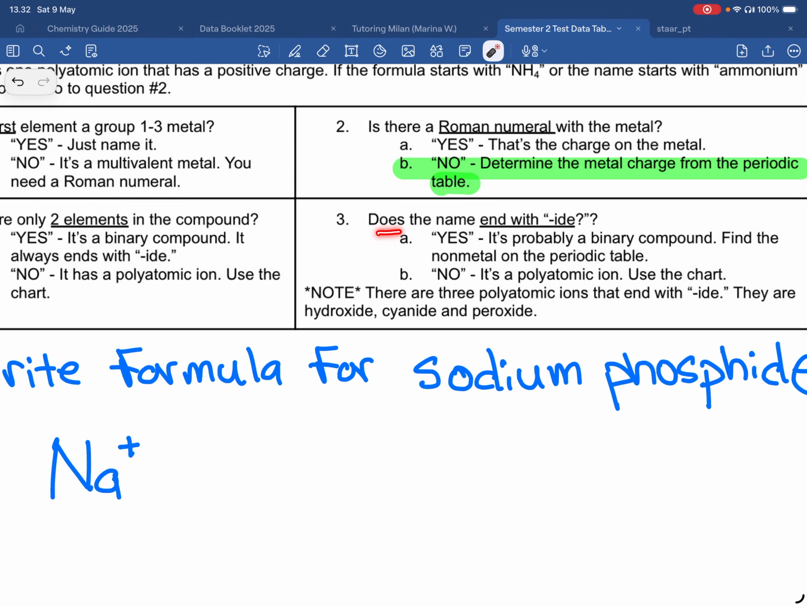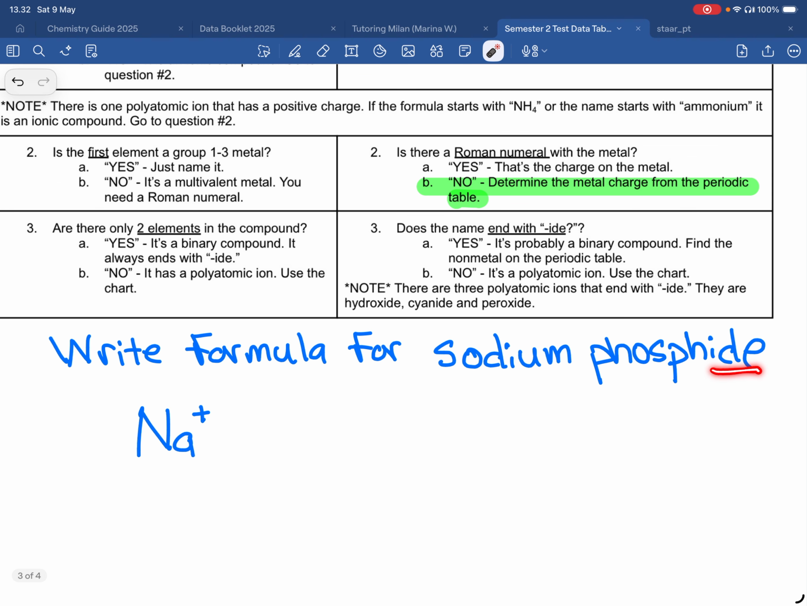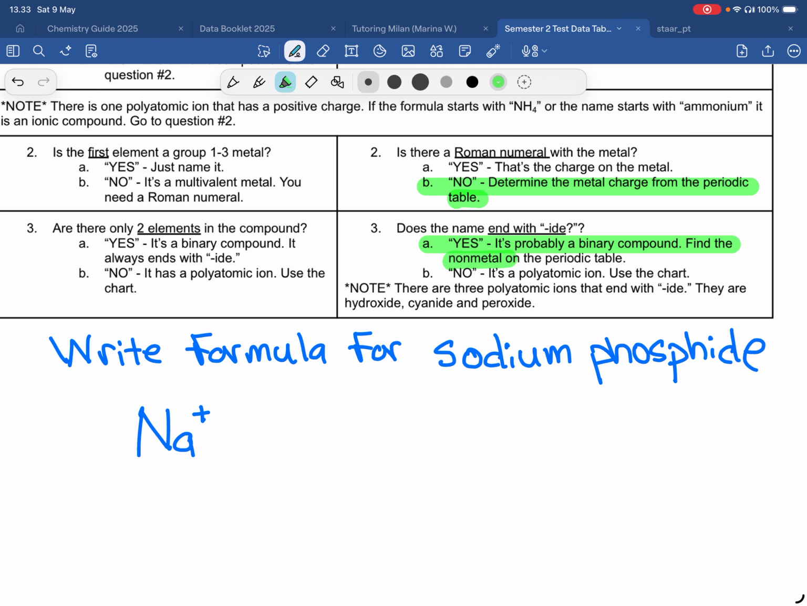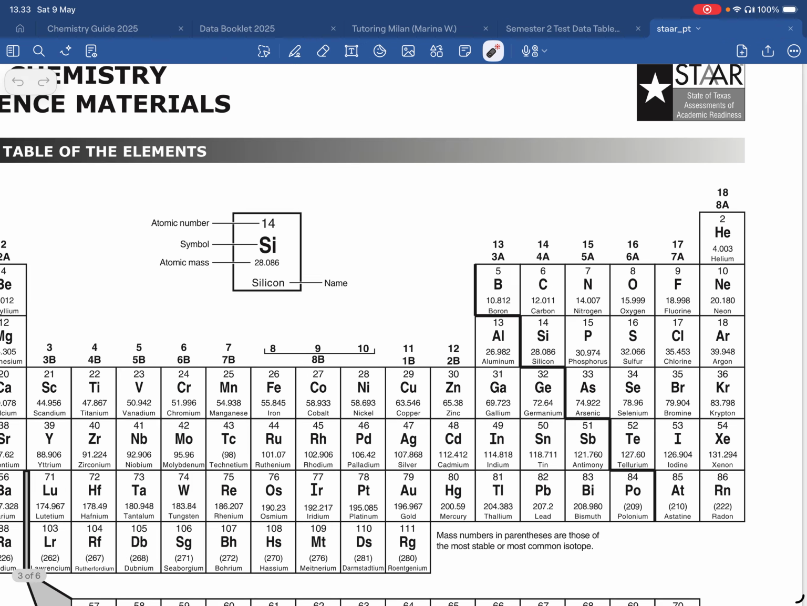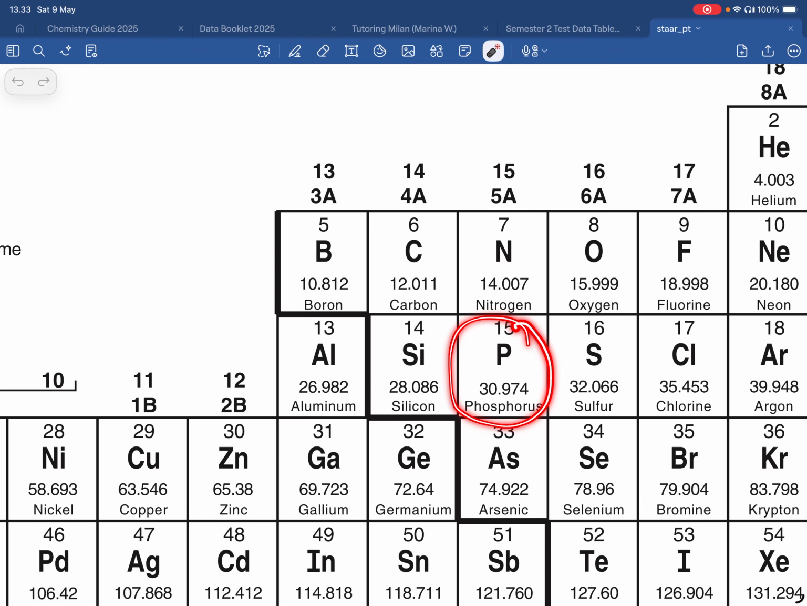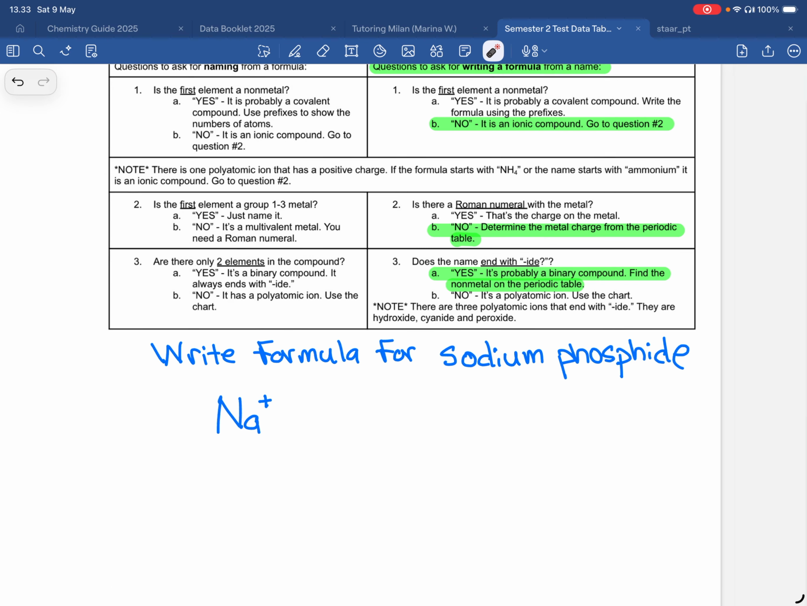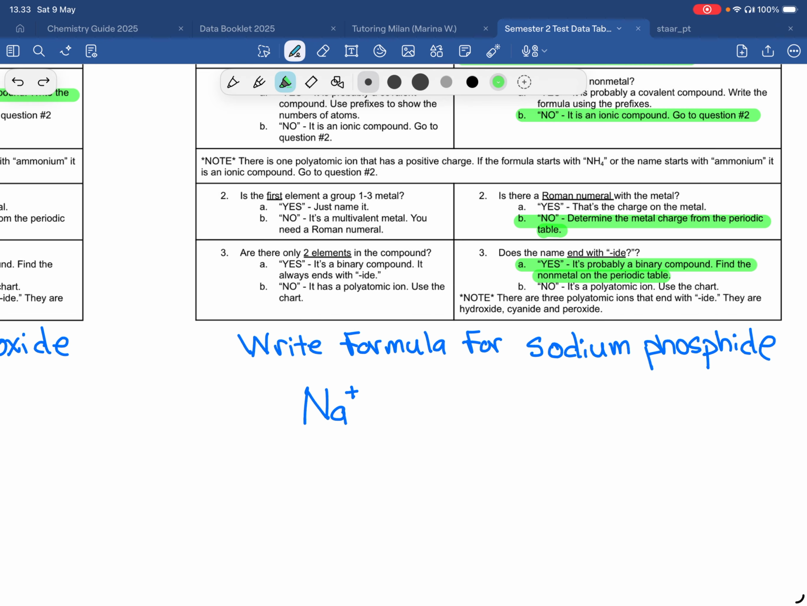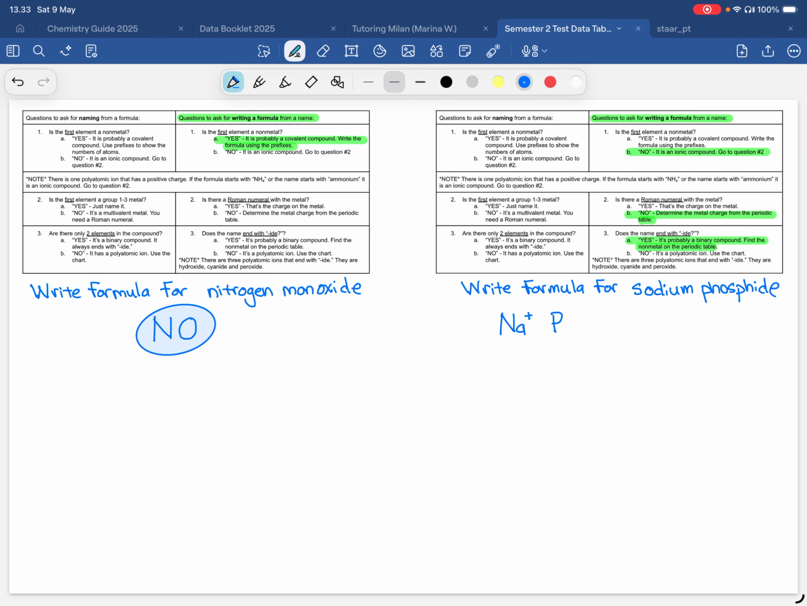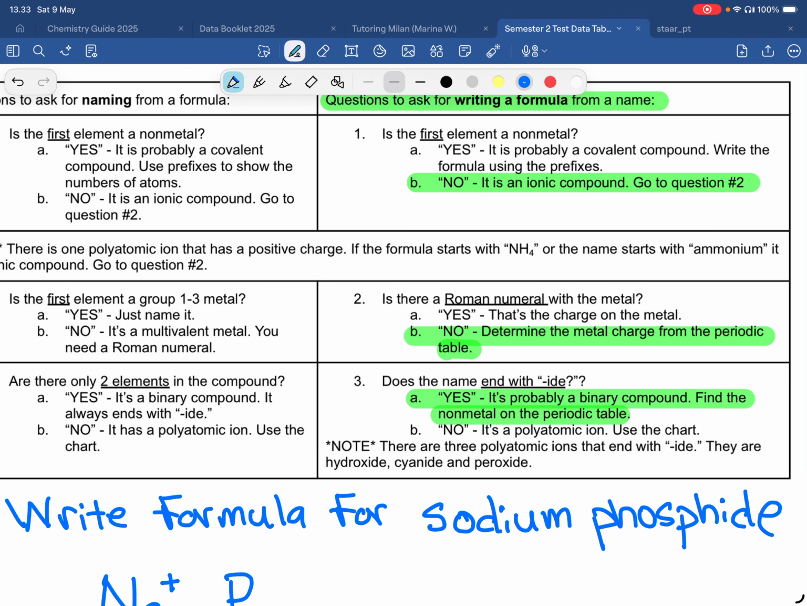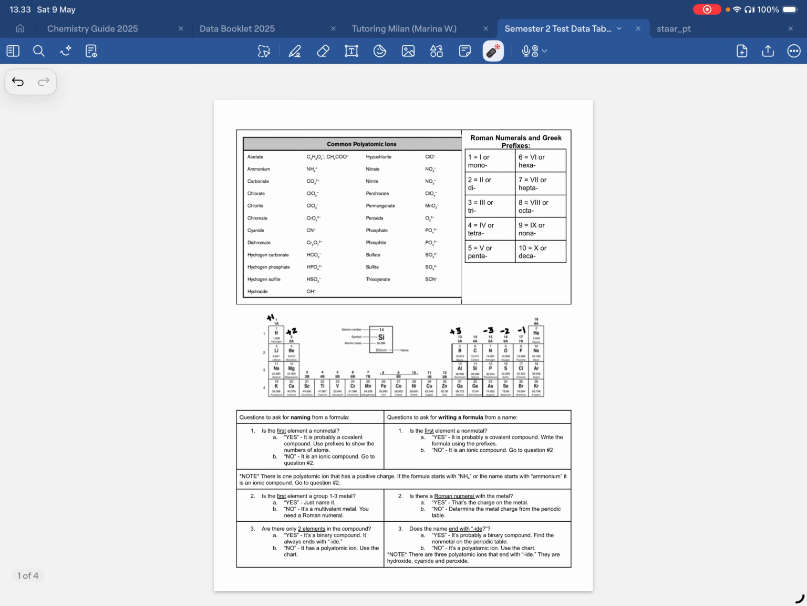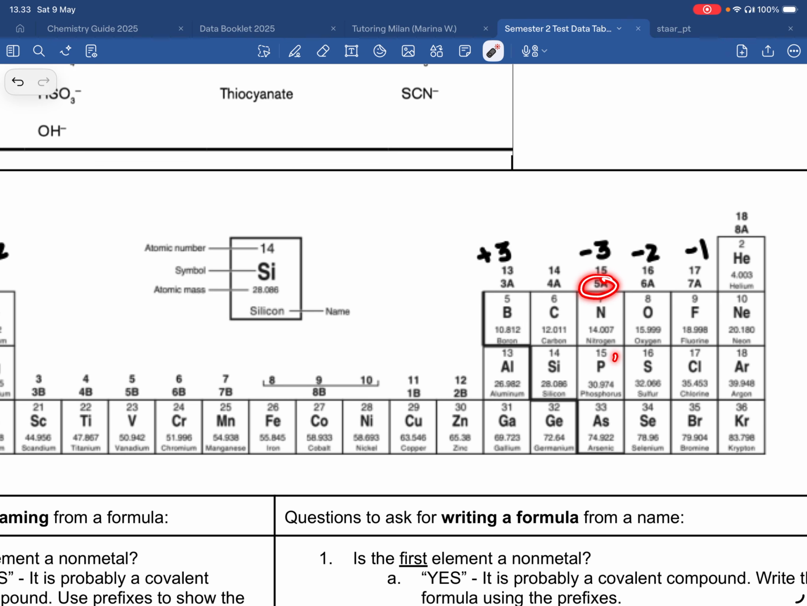Does the name end with IDE? Well, yes, clearly it does. So, yes, it's probably a binary compound. Find the nonmetal on the periodic table. Well, that is phosphide, right? Phosphide is phosphorus, symbol P in group 5. You are going to have the charge because it is an ionic compound. That means it has a positive and a negative charge. So we're going to find group 5 on our data table. Here's group 5. There's phosphorus. Phosphorus is a negative 3 charge.